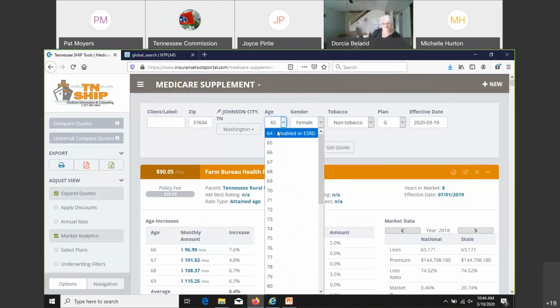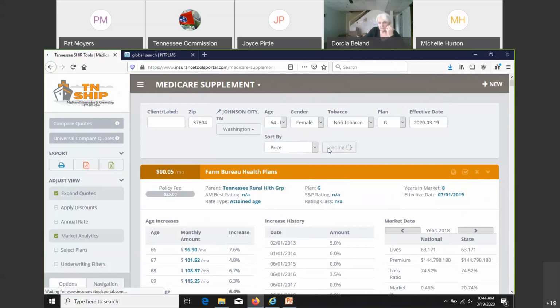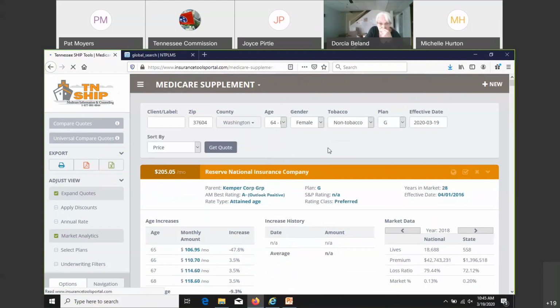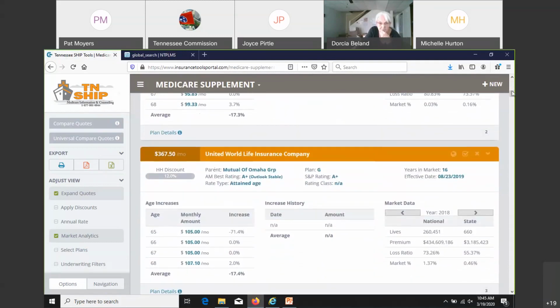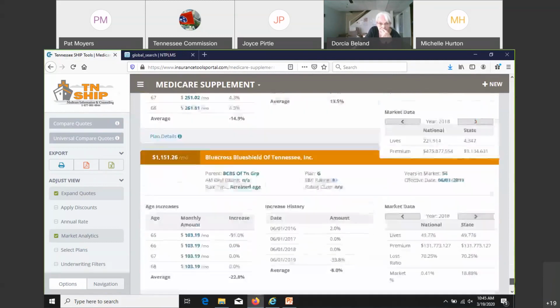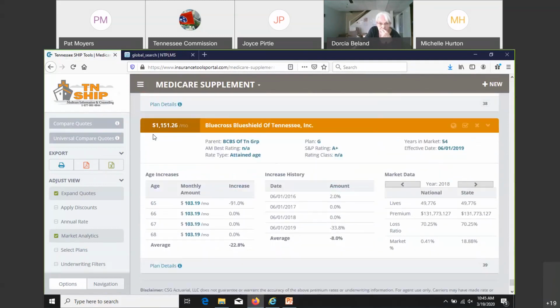And I did want to show everybody, if we just change this to being under the age of 65, that's the only option there is. It's 64 and a disabled beneficiary. You can't go any lower than that. But just starting out, the lowest costing Plan G supplemental policy for somebody below the age of 65 would be $205.05, followed by $350.67, and that would go up to as high as $1,151.21 a month for somebody under the age of 65.